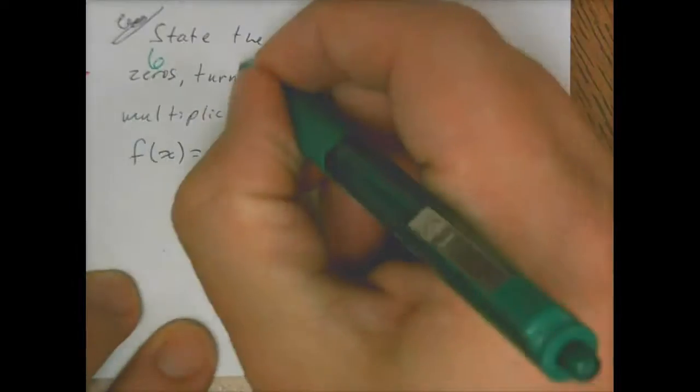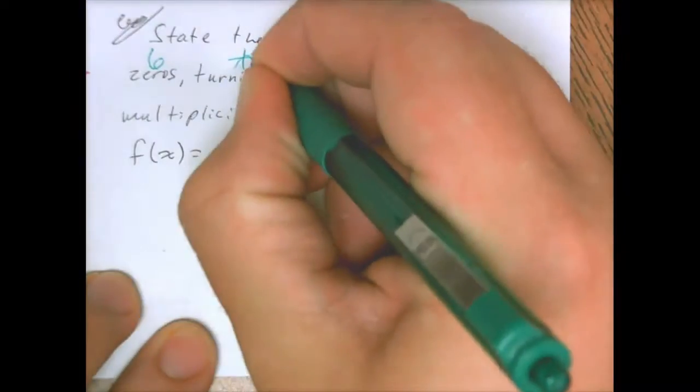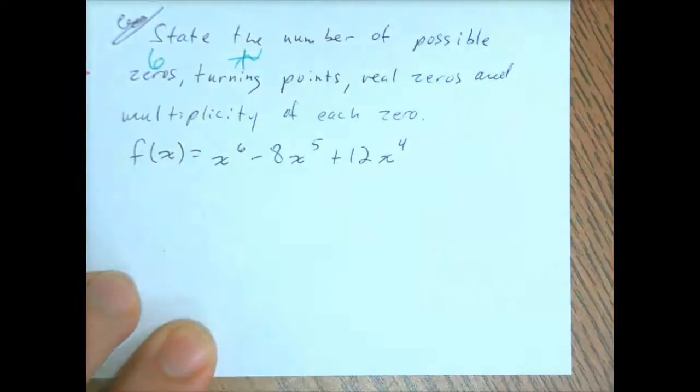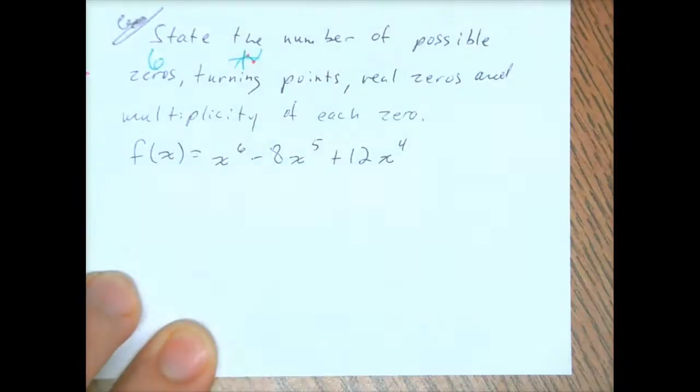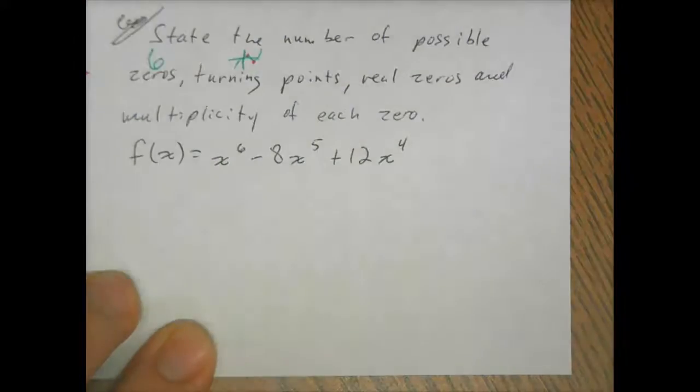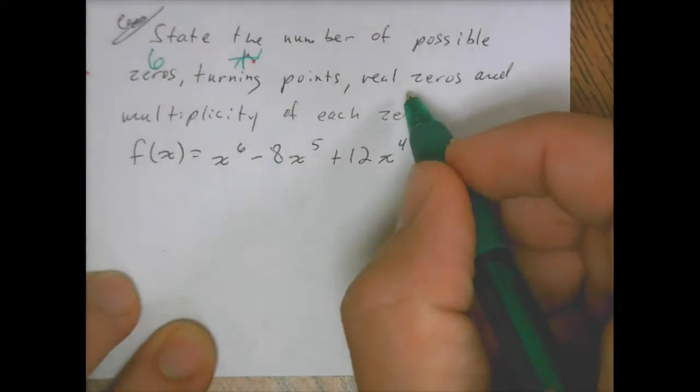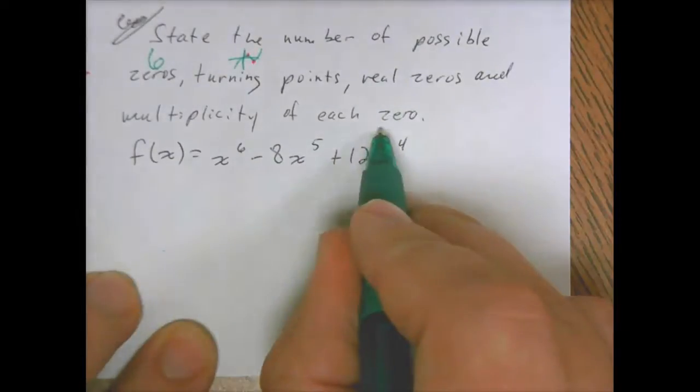Turning points are wherever the graph changes direction. So if we have a function like that, that would be one turning point, and that would be another. Pretty much just your max, mins, relative, absolute, whatever. Real zeros are wherever it crosses the x-axis, and multiplicity of each zero, I will talk about that in a second.